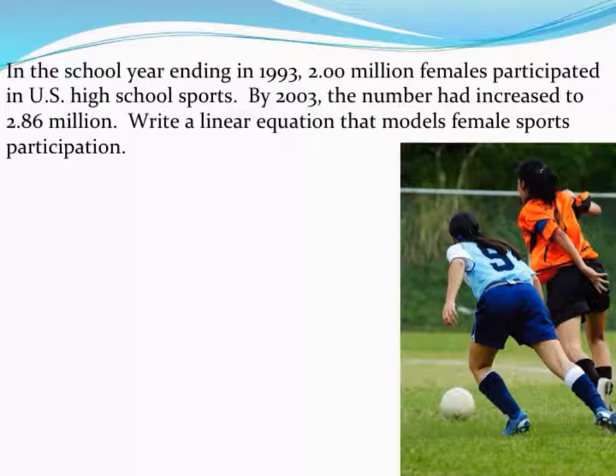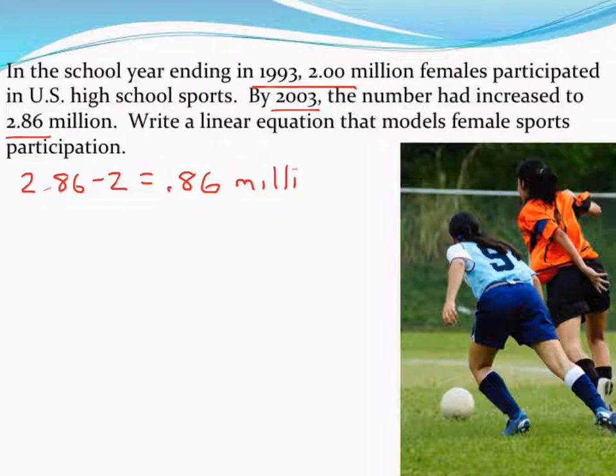It looks like we're having more females participate in sports over time in the US, so let's use the information they give us to find out what the rate of change is. I can see that I have some information up here. In 1993, there were 2 million females, and in 2003, there were 2.86 million. So I'm going to figure out what I've increased by. Well, 2.86 minus 2 million is going to get me 0.86. And I'm just going to write the word million, and I'll probably include that in my answer.